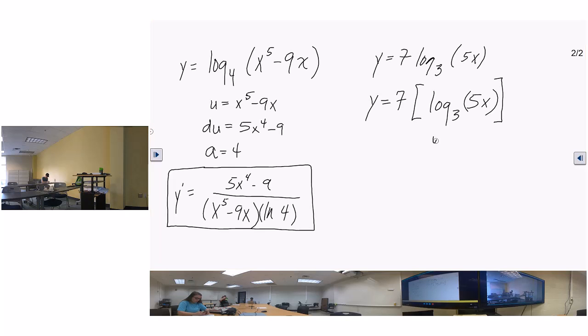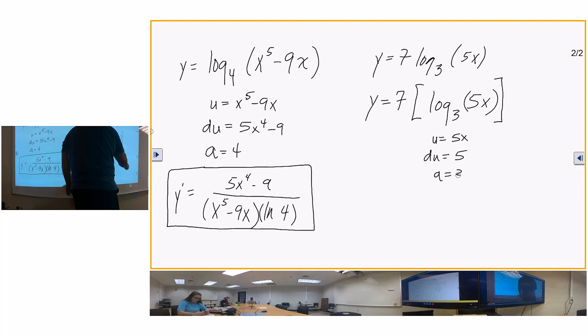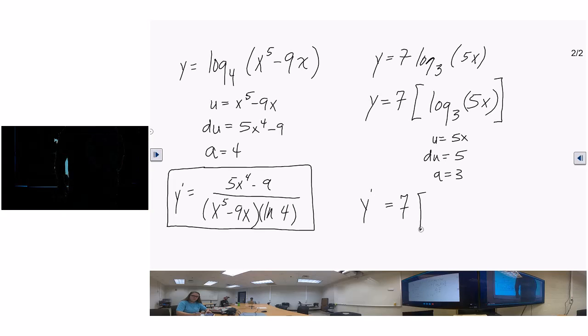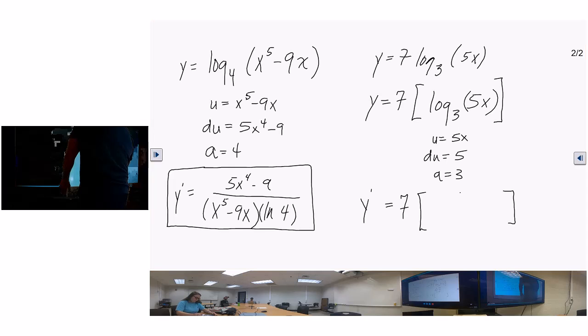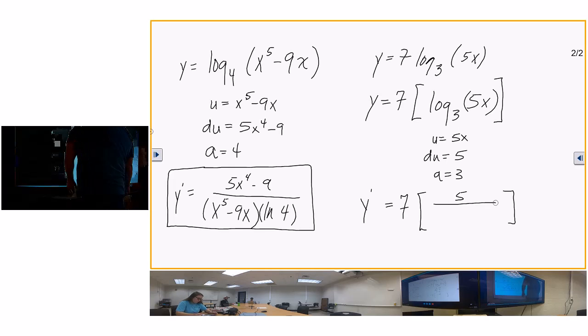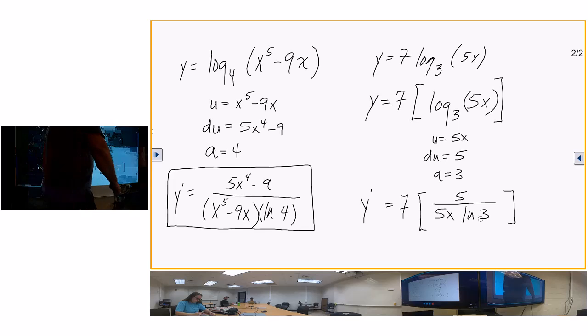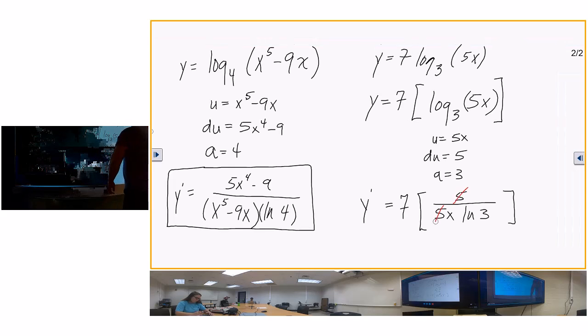So u is equal to 5x, du is equal to 5, a is equal to 3. So 7 out front, bracket, and what is du? 5. 5 over du is 5x times the natural log of what? And what happens to the 5s? They cancel, Hubert. Thank you, class.